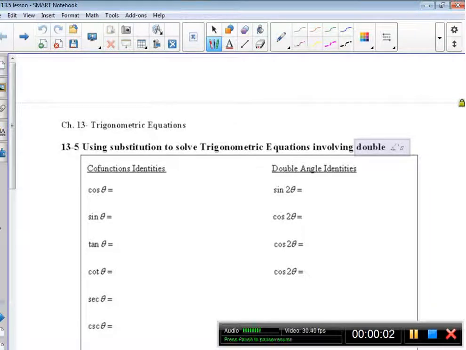Okay, for this section, we are going to talk about using the double angles, and cofunctions as well, to help us solve trig equations. So let's just go through and remind ourselves, cosine of theta, cofunction identities, co means complementary. Okay, so the cosine of 30 is equal to the sine of 60.